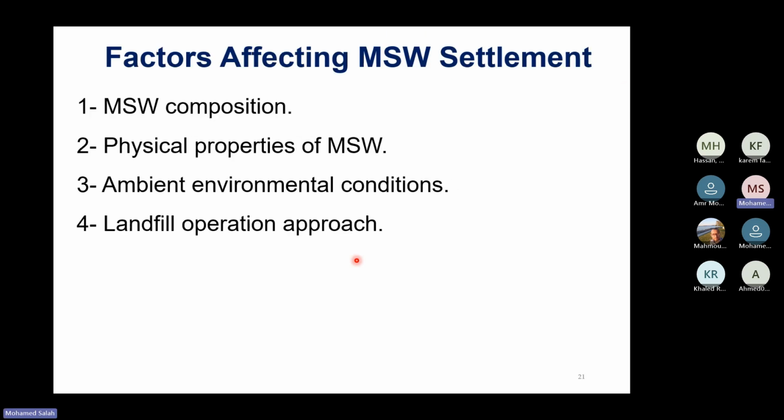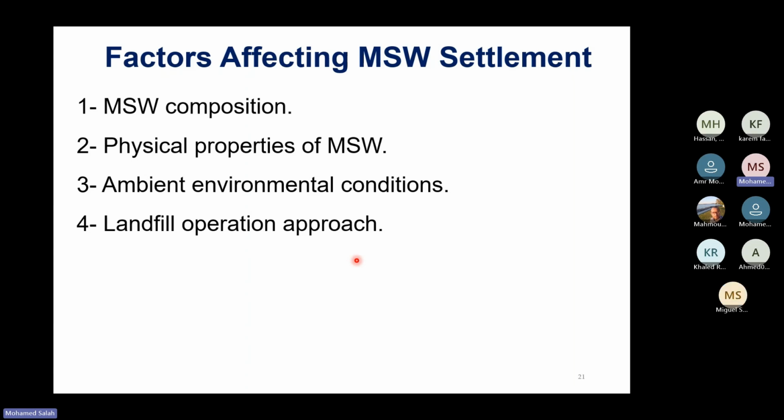So let's see what are the different factors that can affect the municipal solid waste settlement. We just mentioned the composition of waste and the different mechanisms for waste settlement. So what could be the factors that increase this settlement or result in less settlement? First factor is the municipal solid waste composition. Second is the physical properties of the municipal solid waste. Third is the ambient environmental conditions. And fourth is the landfill operation approach.